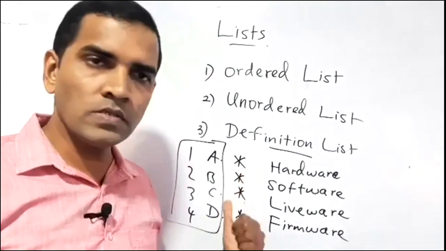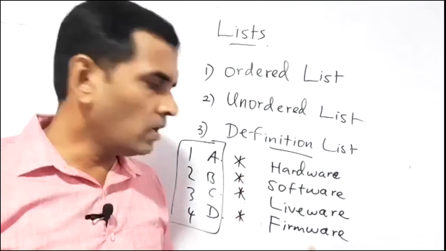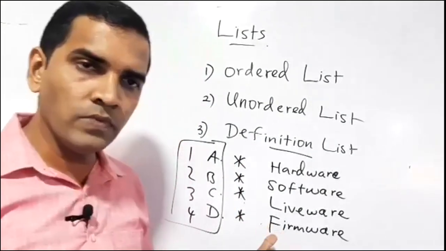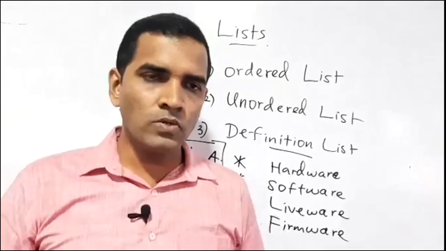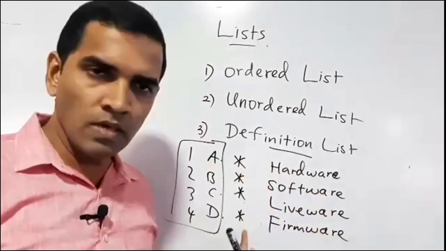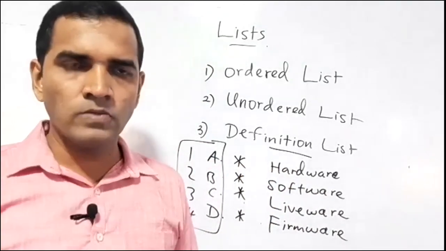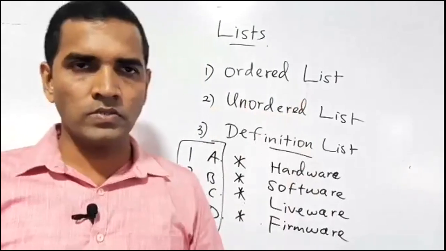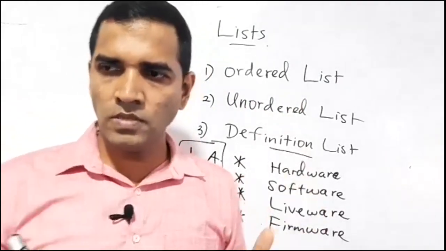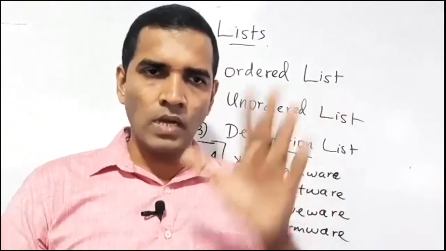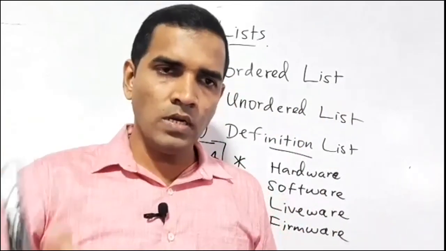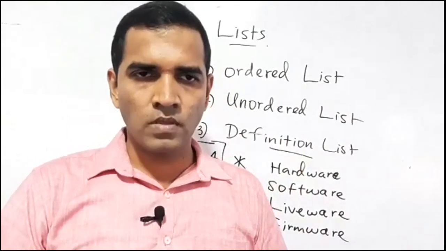But here, this is a symbol, this is a bullet. Can you identify the position of this firmware by looking at this bullet? No, right? Because everything has the same bullet, so you cannot. So this is called an unordered list. Okay, so this is the simple summary. If it is an ordered list, it is based on a number or alphabet. If it is an unordered list, it is based on a symbol.